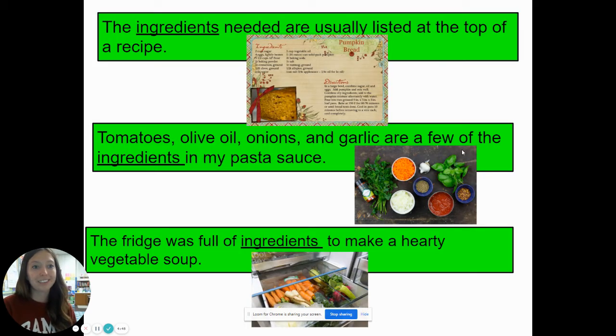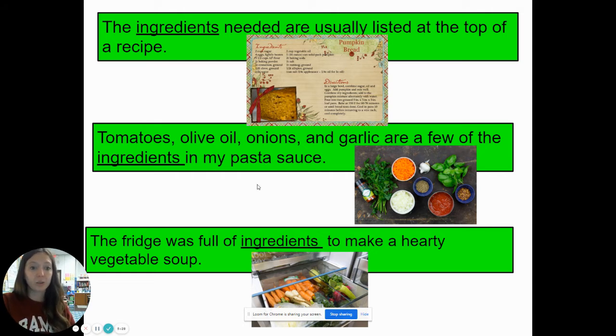Your first example sentence says the ingredients needed are usually listed at the top of a recipe. So way back when you didn't have the internet to just Google a recipe all the time, people would actually have recipe cards, and some people still do. They would have a little box in their kitchen, and they would write their most favorite recipes on index cards or special recipe cards. And you'll notice this one's for pumpkin bread. It says that up in the top right corner. And then at the very top, it says ingredients, and it lists all the different materials that are needed to make that pumpkin bread. Usually the ingredients are towards the top so that people can check to see if they have them easily.